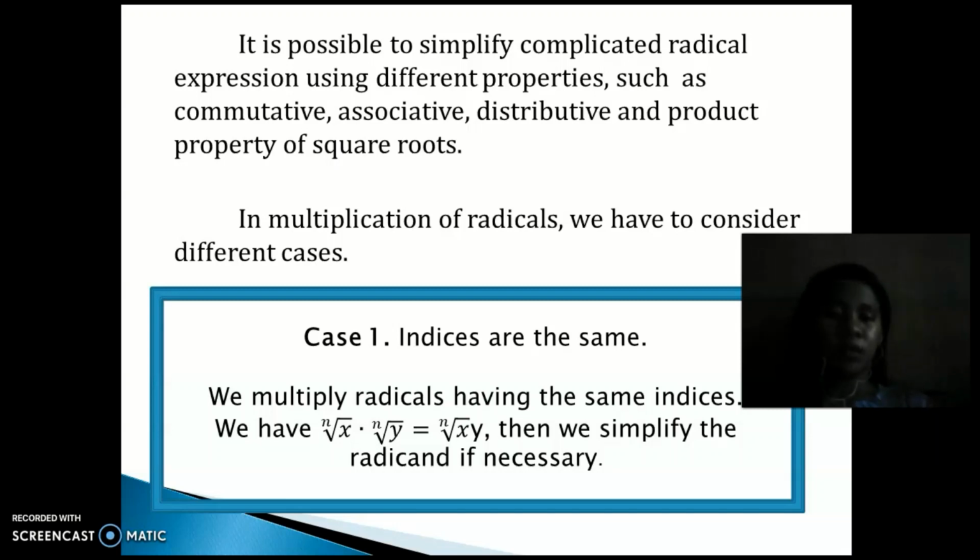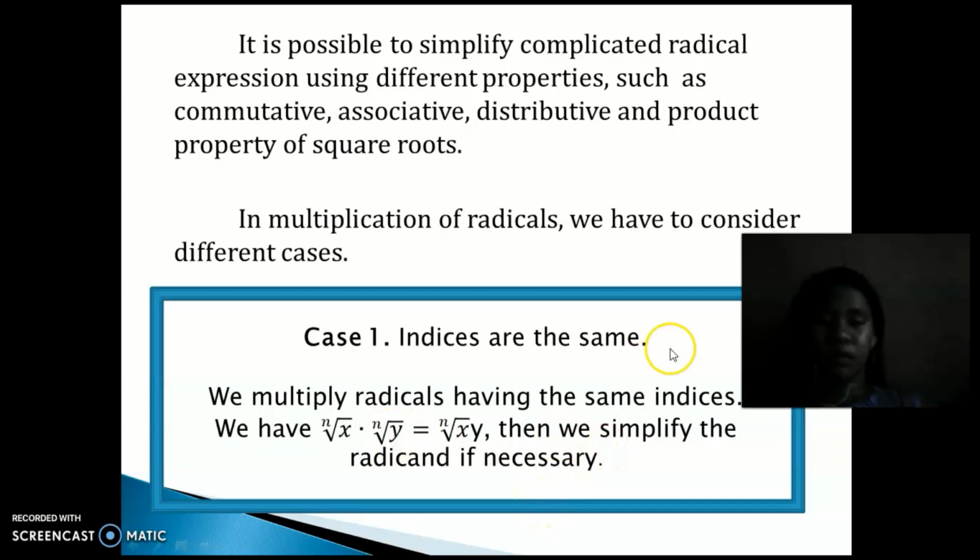So first we have case number 1. Indices are the same. If we multiply radicals having the same indices, we multiply the nth root of x times the nth root of y, which is equal to the nth root of x times y. Then we simplify the radicand if necessary. As you can see in our formula here, they have the same index.